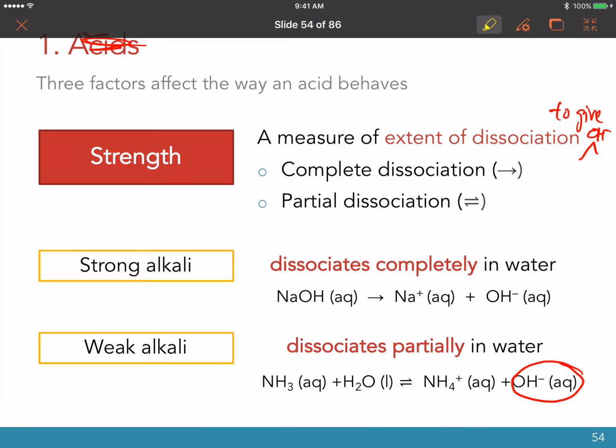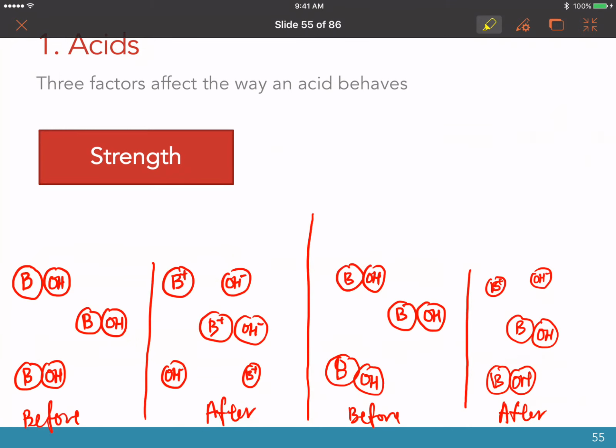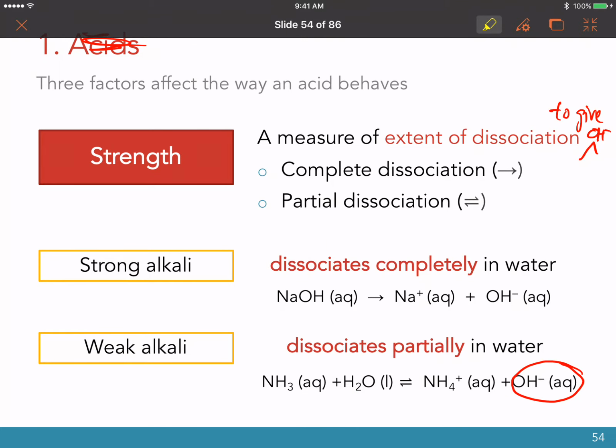You may be wondering, why is it that ammonia is an alkali? That's because ammonia can react with water to give ammonium ions and hydroxide ions. So long as you give hydroxide ions in solution, you are an alkali.